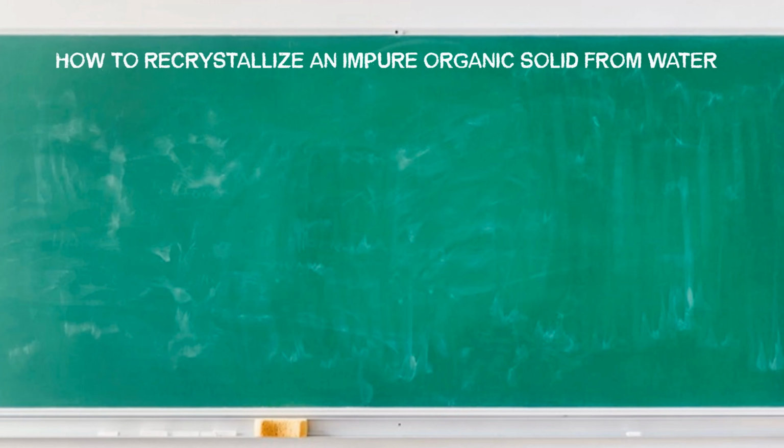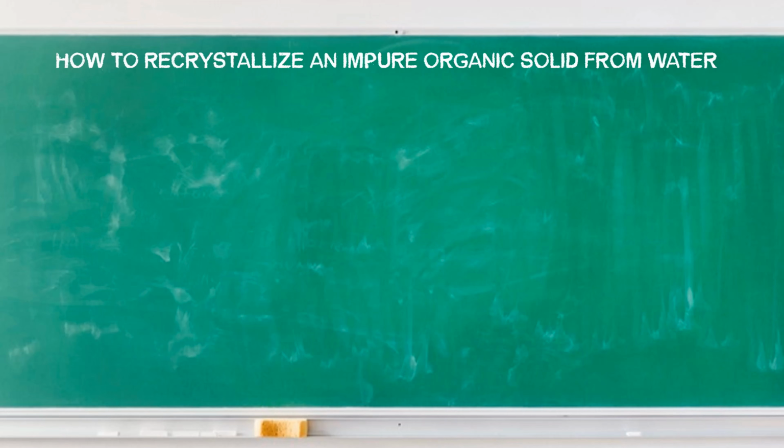Recrystallization is a common technique for the purification of organic solids. Many different solvents can be used in the recrystallization of organic solids. The choice of solvent to be used in a recrystallization depends on the solubility properties of the compounds present in the mixture that you're trying to separate.